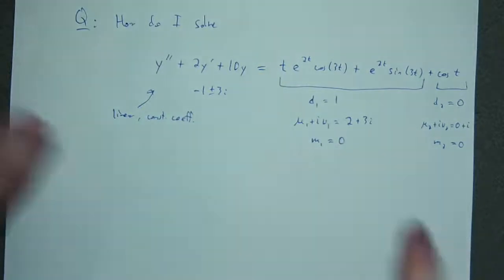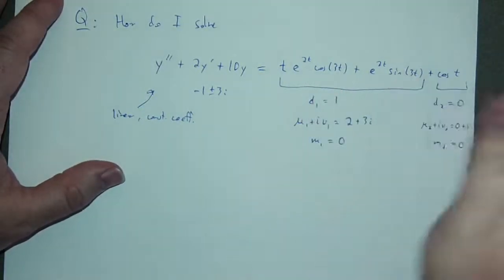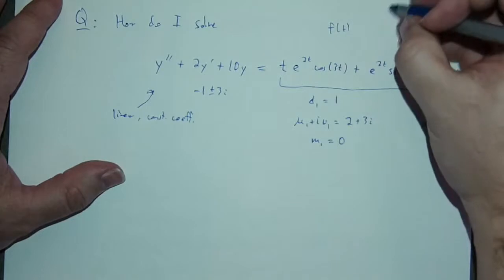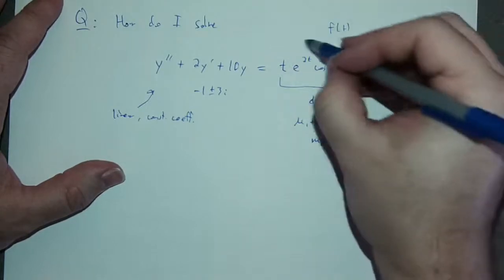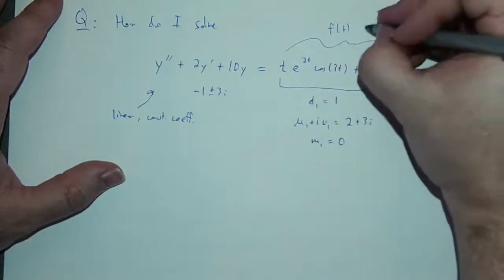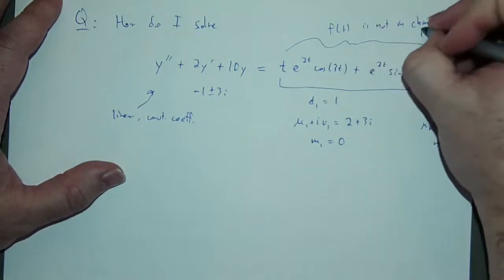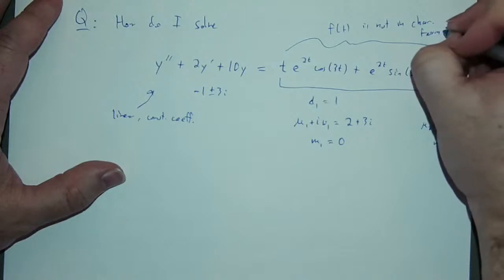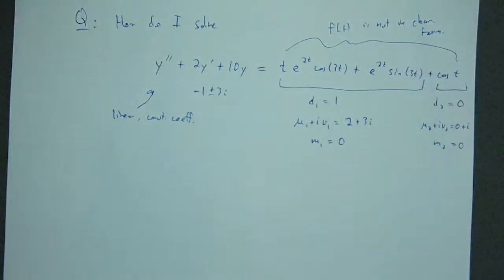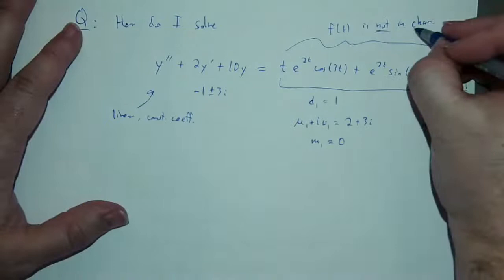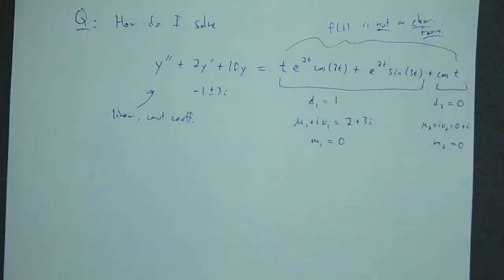So really what we have on the right-hand side, f of t, which is the whole thing here, is not in characteristic form. So you might say, well, we just can't use undetermined coefficients or key identities to solve it. But it turns out that while it's not in characteristic form, it's made up of two things that are in characteristic form.